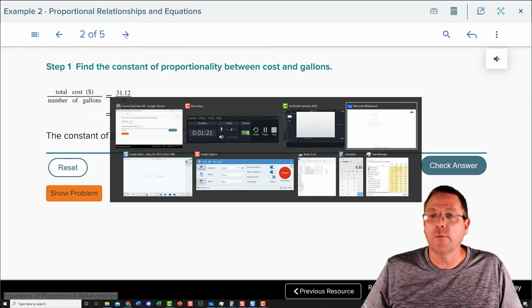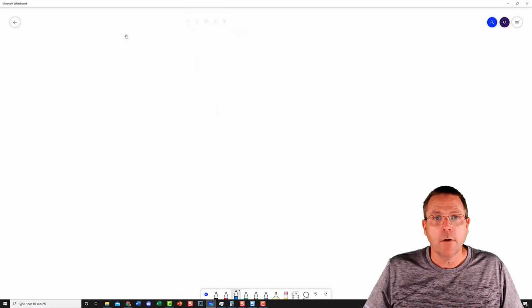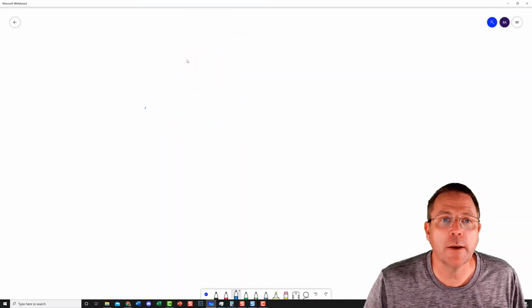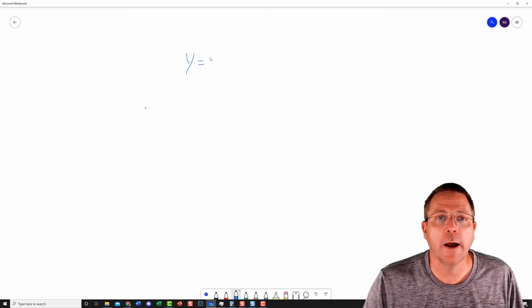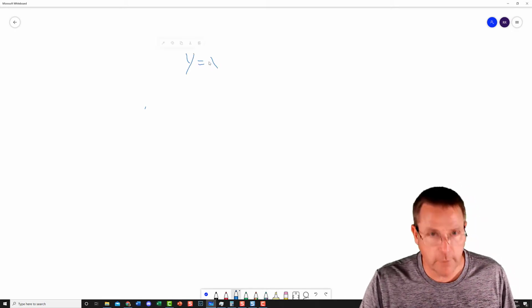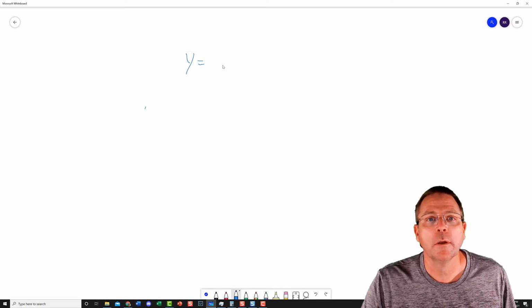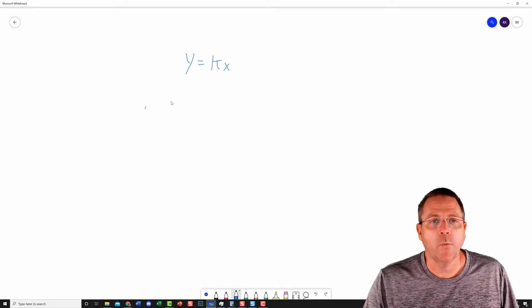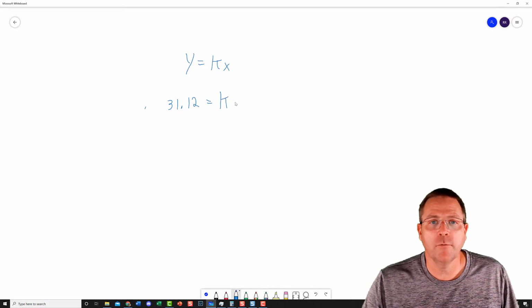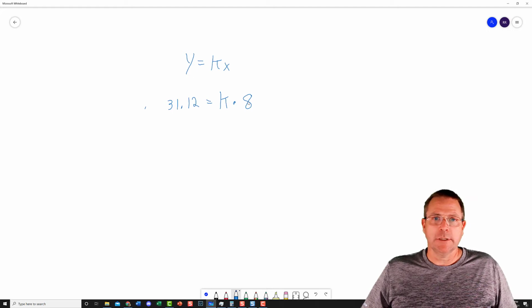We're going to start off with a clean slate here, and on that clean slate, I'm going to write the direct variation equation. y is equal to kx. Now, my y value, the total cost, was $31.12. My k value is what we're looking for. And the x value was 8 gallons of gas.